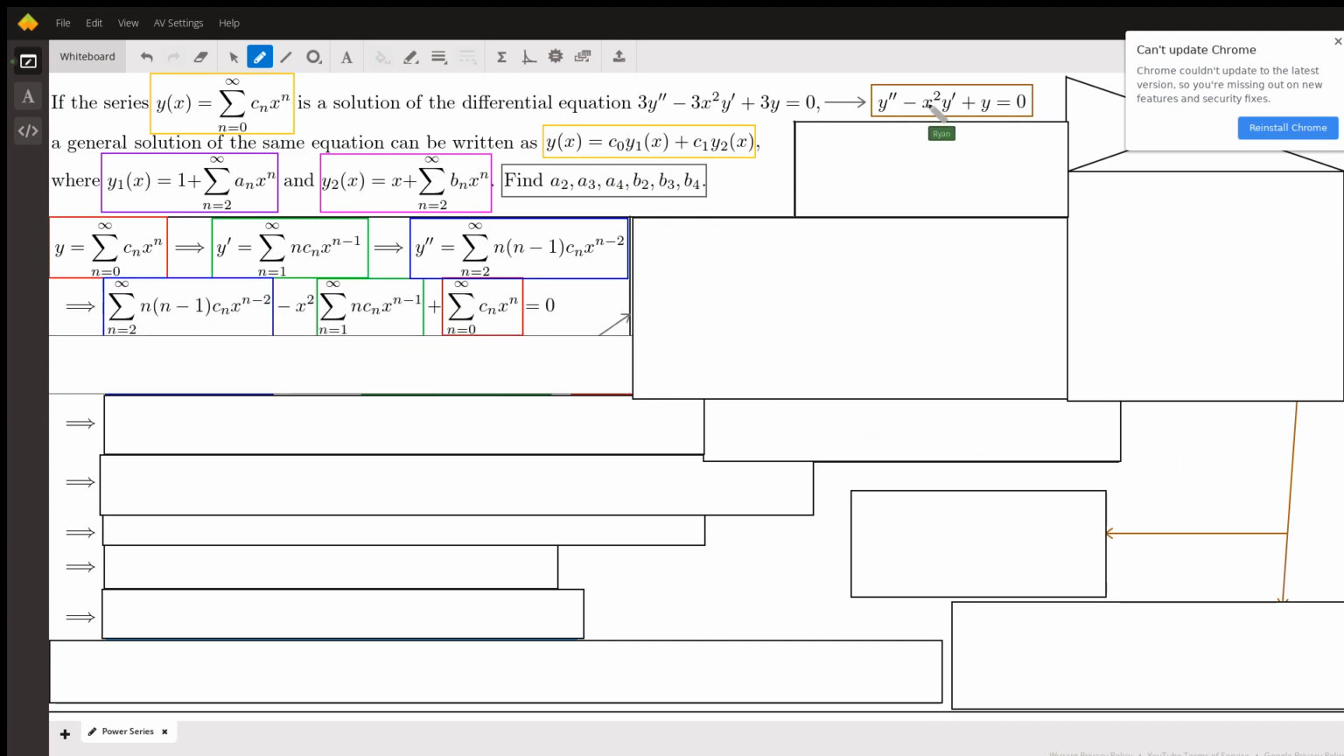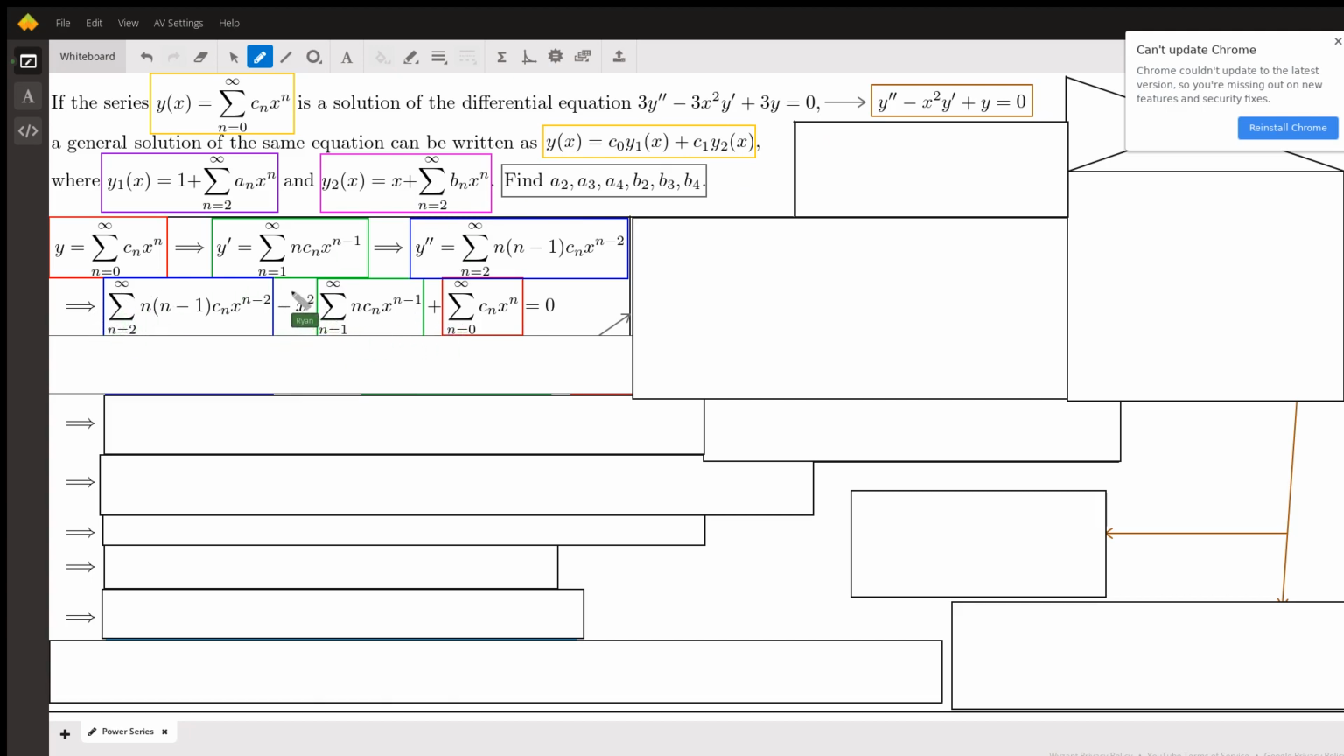So this is what we get when we take this brown equation and replace y'' with the thing in blue. So it'll be minus x squared, the thing in green, and then plus the thing in red. And the goal at the end of this is to combine these 3 sums into 1. In order to do that, it takes 3 steps. So the first step is to make sure that none of the sums have coefficients in front of them. By dividing by 3 earlier, we got rid of coefficients in front of the blue and red sums.